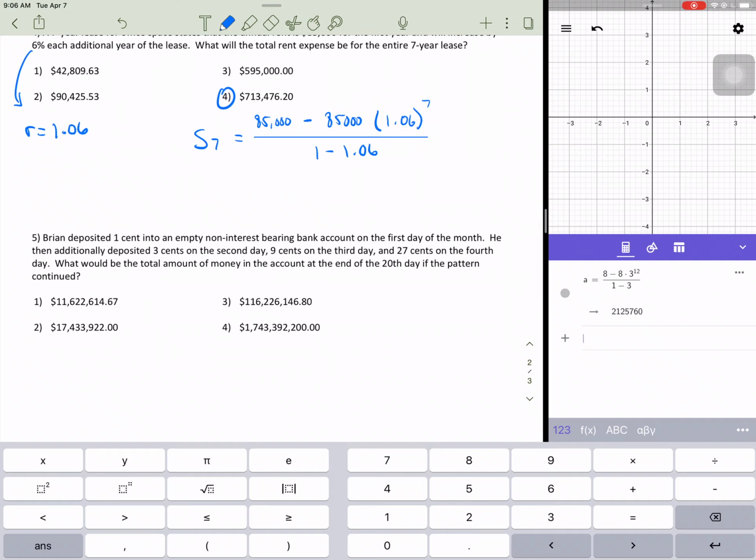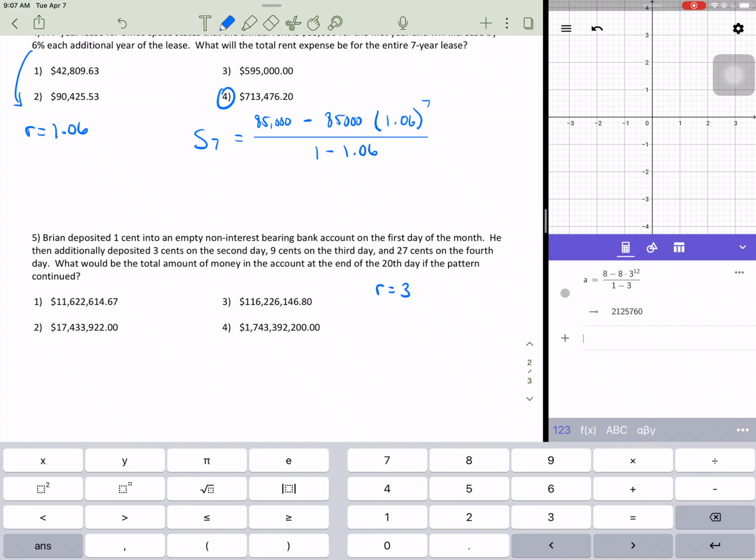And the last one. Brian deposited 1 cent into an empty non-interest bearing account on the first day of the month. He then additionally deposits 3 cents on the second day, 9 cents on the third day, 27 cents on the fourth day. What would be the total amount of money in the account at the end of 20 days? So what is he doing here? Well, what is he multiplying the amount he puts in each day? He's multiplying it by 3. He's taking 1 cent to 3 cents, 3 cents to 9 cents. So each day he's depositing triple what he did the day before.